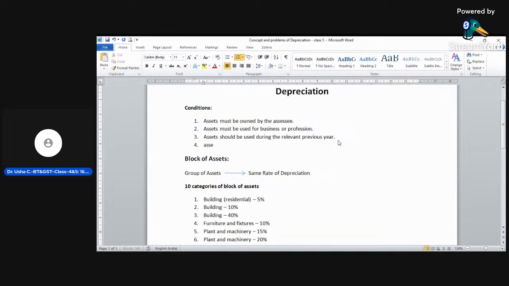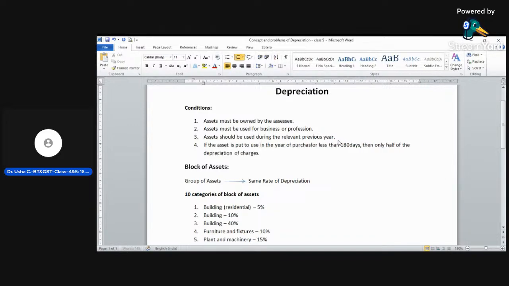If the asset is used for less than 180 days, then only half of the depreciation will be charged. If the asset is put to use in the year of purchase for less than 180 days, then only half of the depreciation will be charged. Okay, I'll repeat once again. If the asset is purchased during the year and not used for at least 180 days.